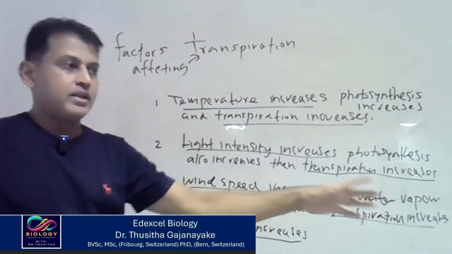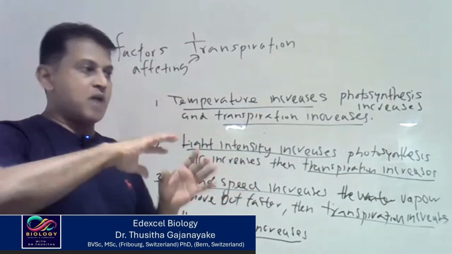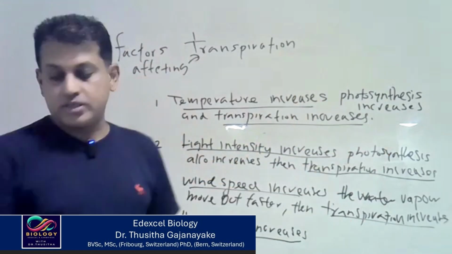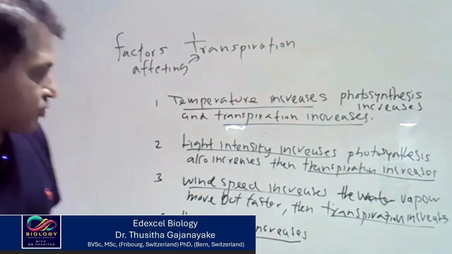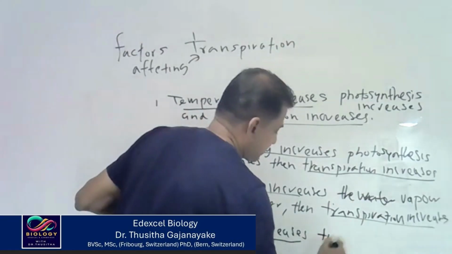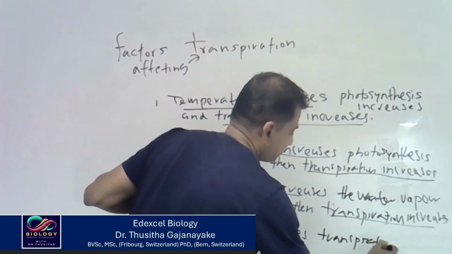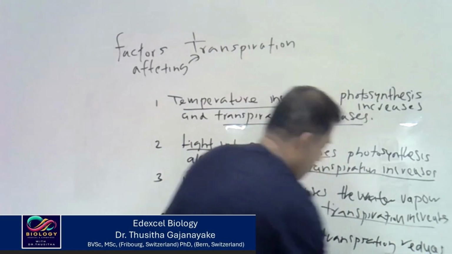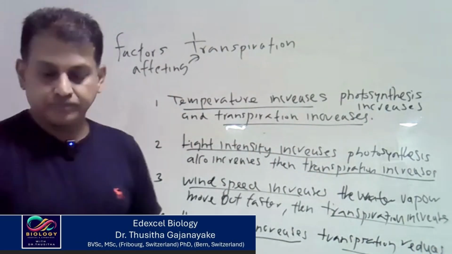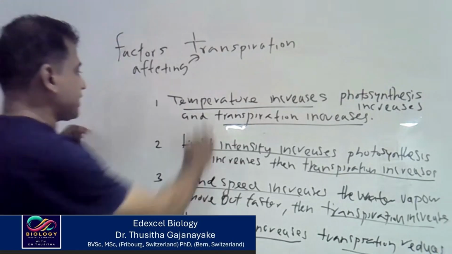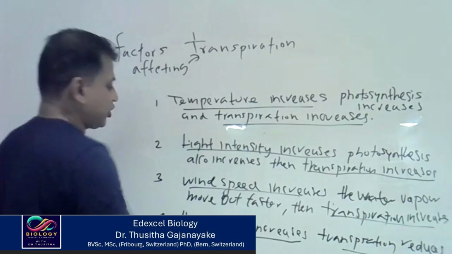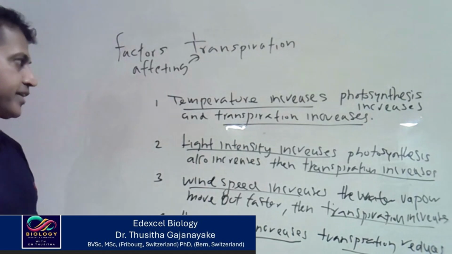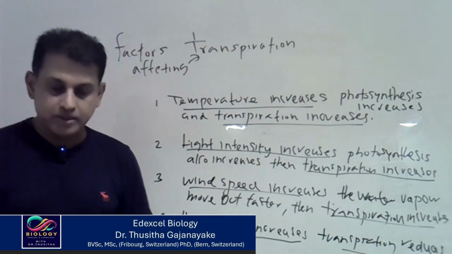When the water vapor is high, diffusion is not happening efficiently, because too much water vapor in the atmosphere reduces transpiration. Transpiration is reduced. Temperature, light intensity, wind, humidity. These are the 4 factors which can increase or decrease transpiration.